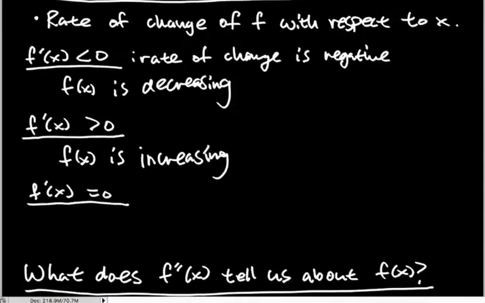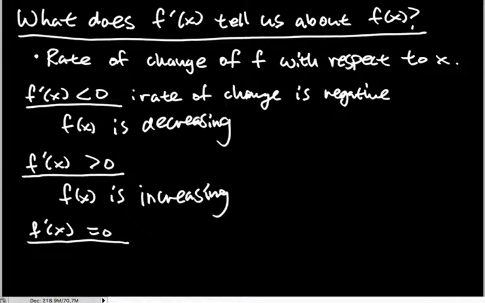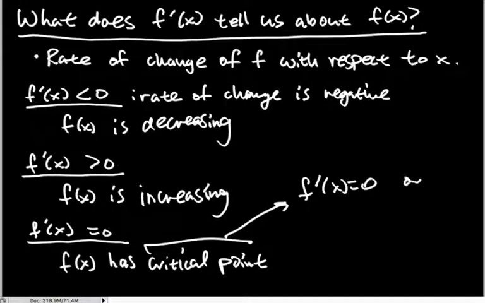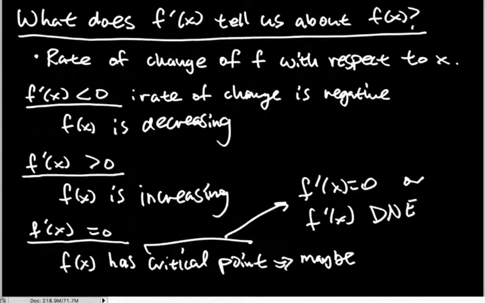What about if f prime equals 0? Then it's neither increasing nor decreasing, but instead f of x has what's called a critical point. A critical point is where f prime of x equals 0 or f prime of x does not exist. So it has a critical point, and that also means maybe a max or min.